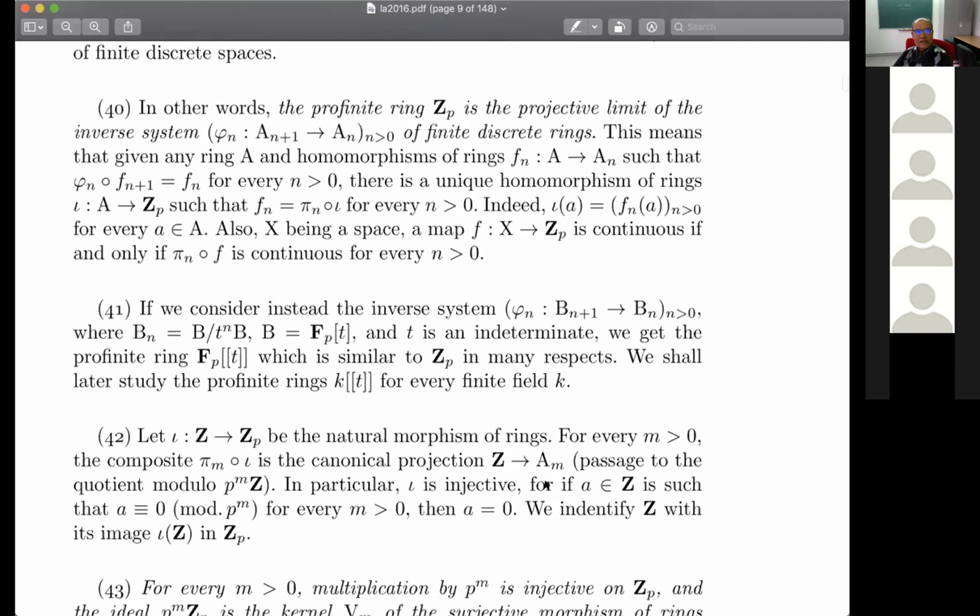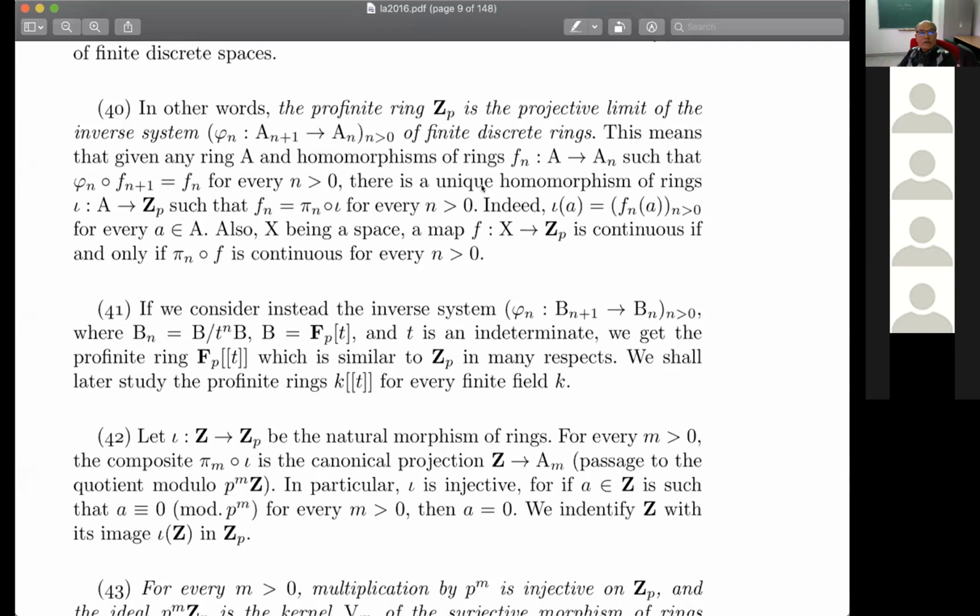Okay, so here is what my final definition of Zp is. The first definition was that it is the inverse limit of a system of sets. Then I said, actually, it's the inverse limit of a system of rings. And now I'm saying it's the inverse limit of an inverse system of topological rings. Okay.